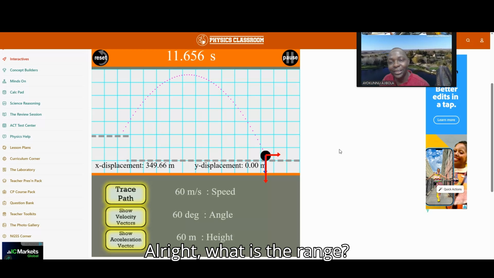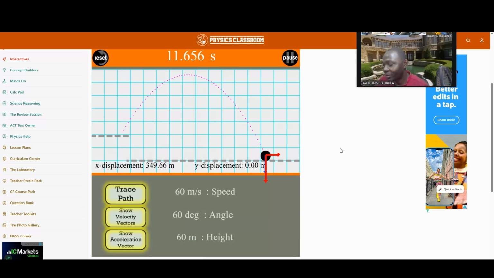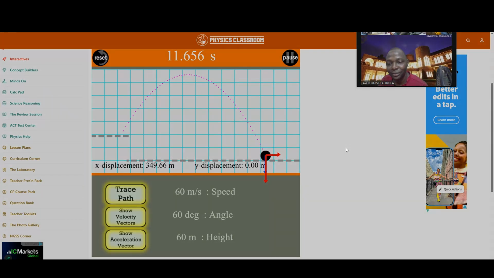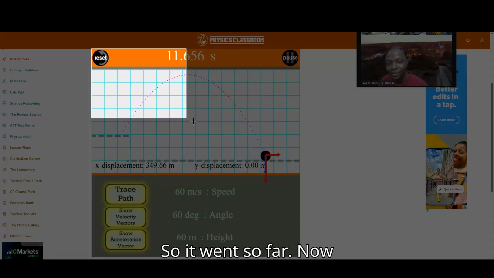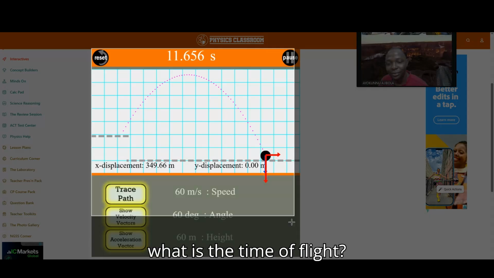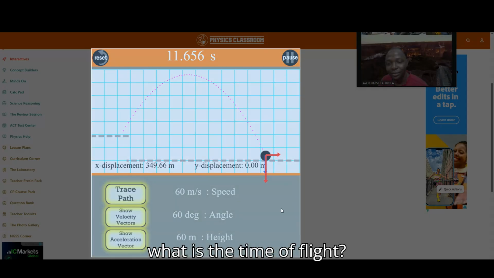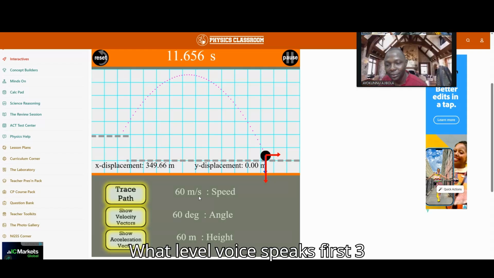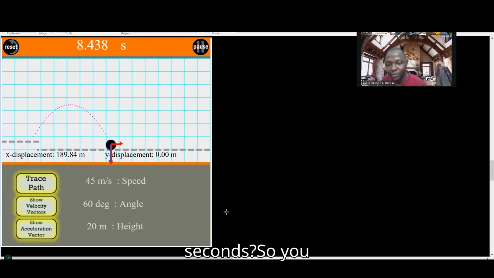All right. What is the range? 349.66 meters. So it went so far. Now, what is the time of flight? 11.656 seconds. Okay. So you can see this, right? Yes, sir. Okay. Who is the next before we round up?